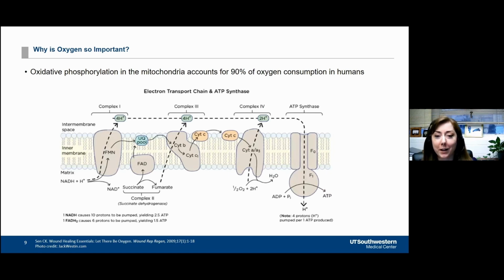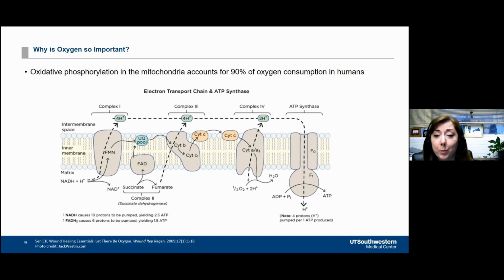Everybody knows the mitochondria is the powerhouse of the cell for a reason, because it is that important. So since we've all been through biology and chemistry, we can understand a little bit better. Oxidative phosphorylation that occurs in the mitochondria accounts for about 90% of the oxygen consumption in humans in general.